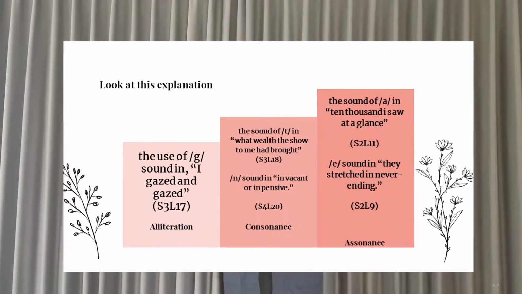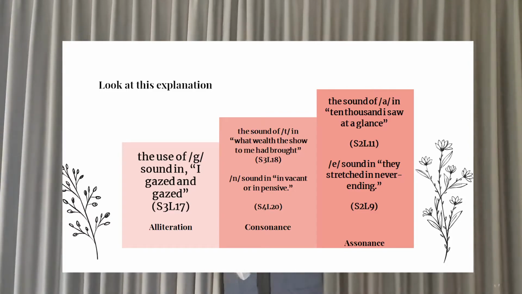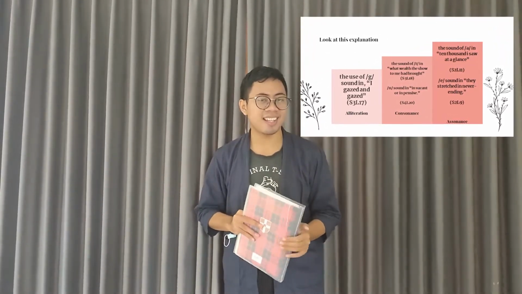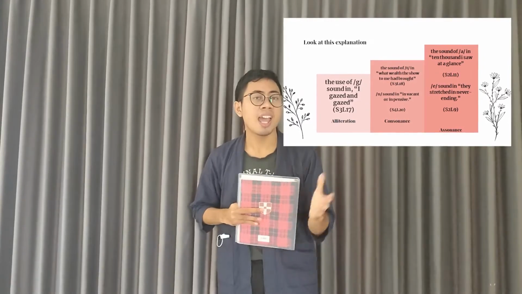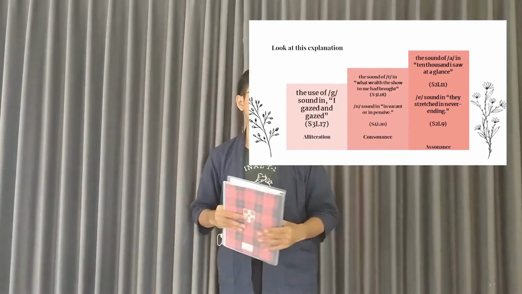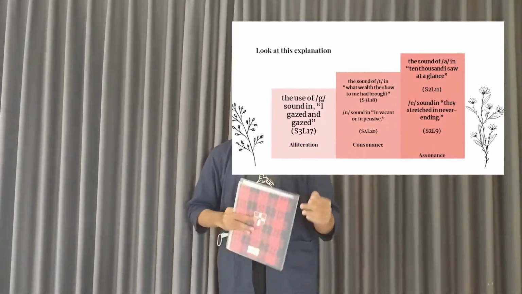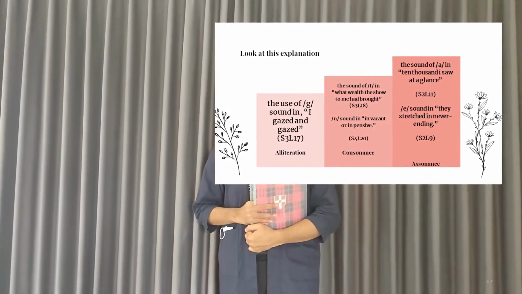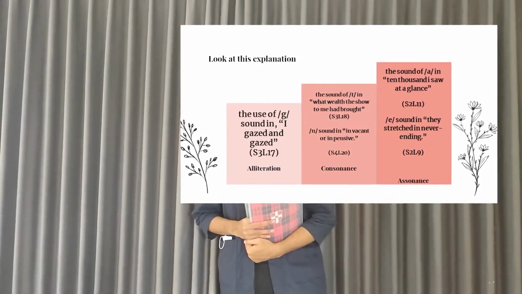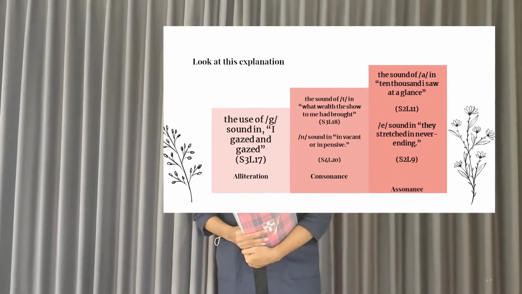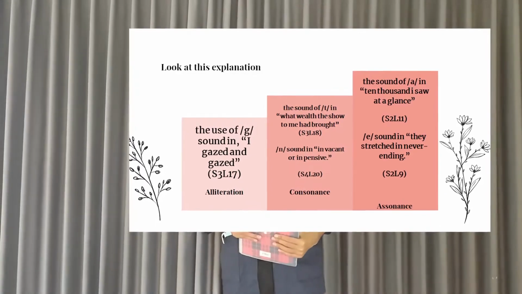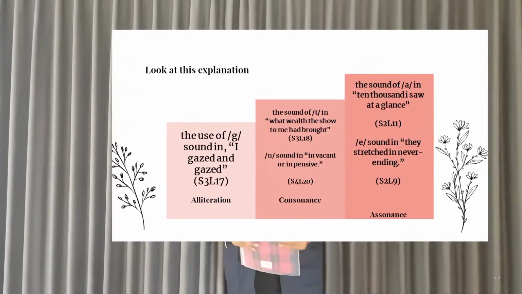Alright, now let's move on to the second part, consonance. Maybe all of you already know what consonance is. Consonance is the repetition of consonant sounds in words that are near each other. In this poem, there are several examples of consonance. The first one is the use of T sounds in the line "what wealth the show to me had brought." And the second one is the M sounds in "vacant" or "pensive" mood.